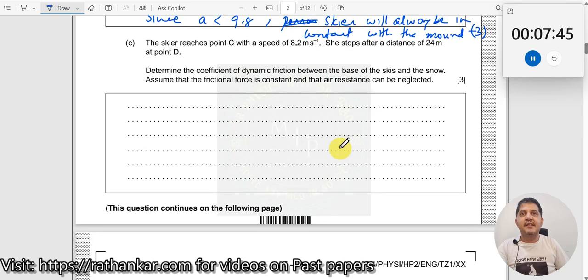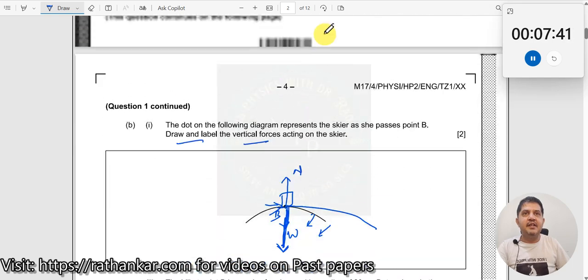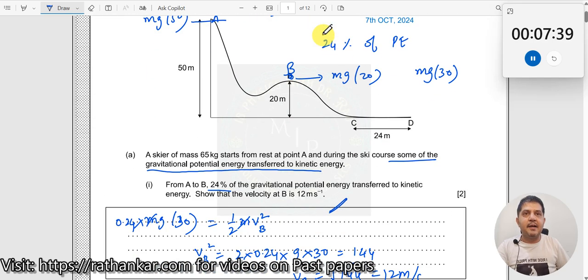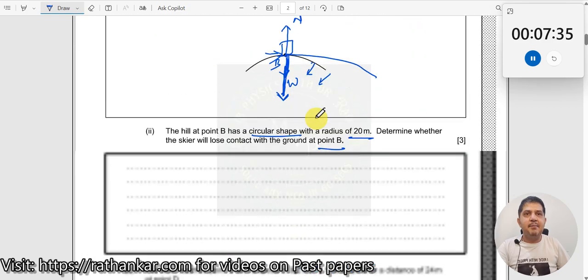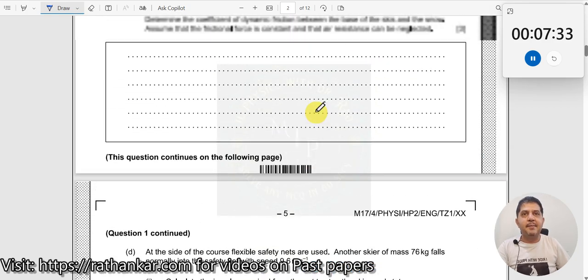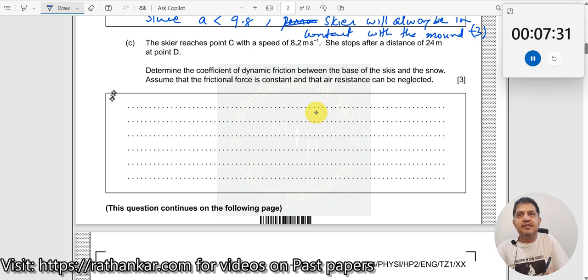Then the skyer reaches point C with a speed of 8.2 meters per second. Where is point C here? We need to go back. Point C is at this point. It has already reached the ground, at 8.2 meter per second. Let me draw the diagram if you want. So it is like this, like this, like this, and then it comes like this over here. This is your point C. What is the speed here? 8.2 meter per second.